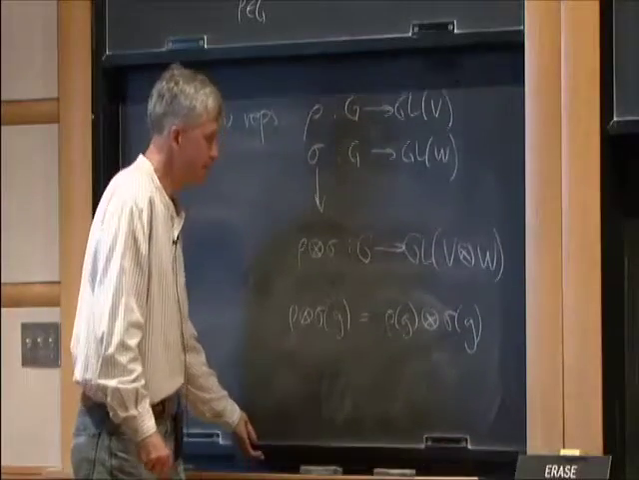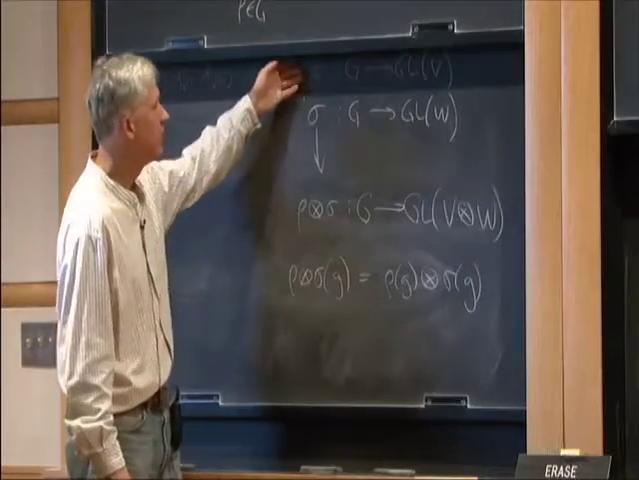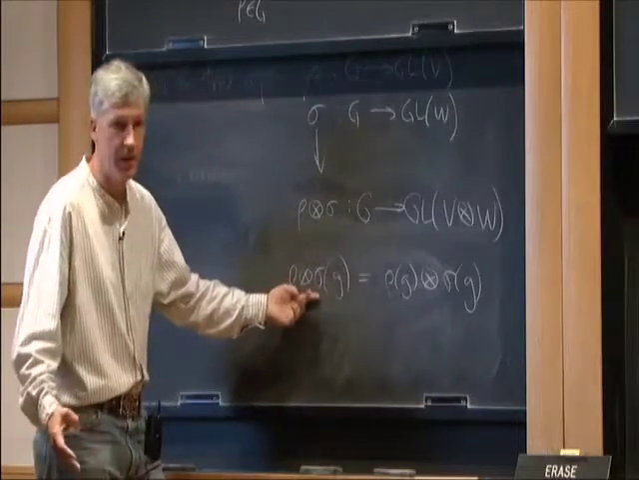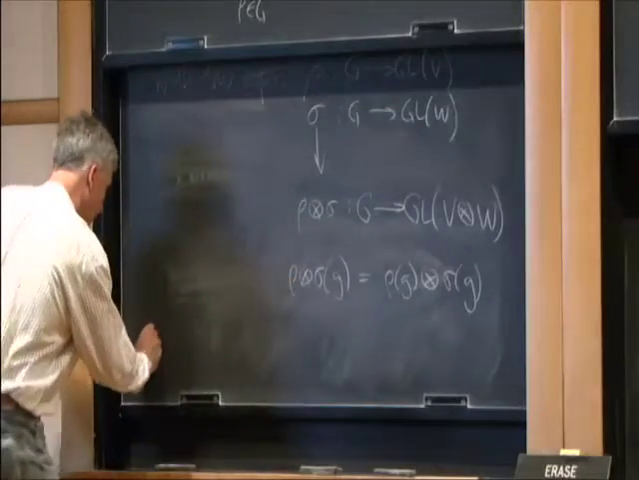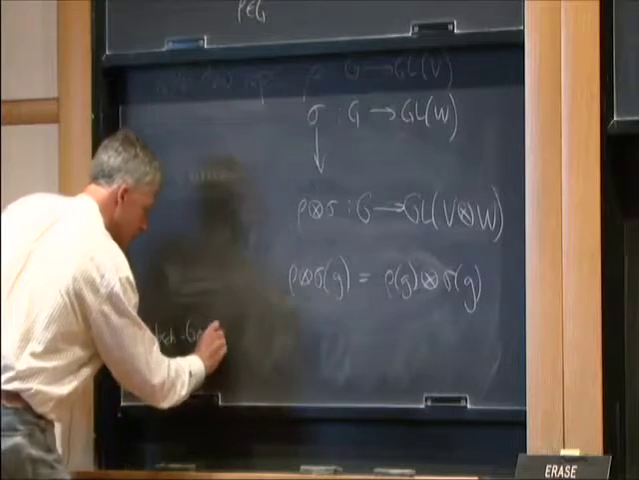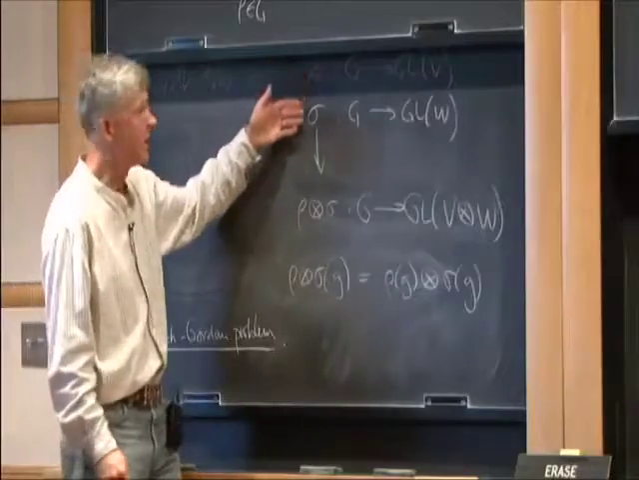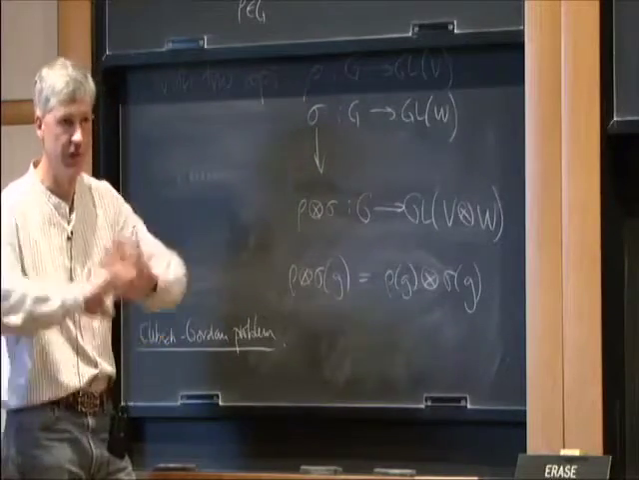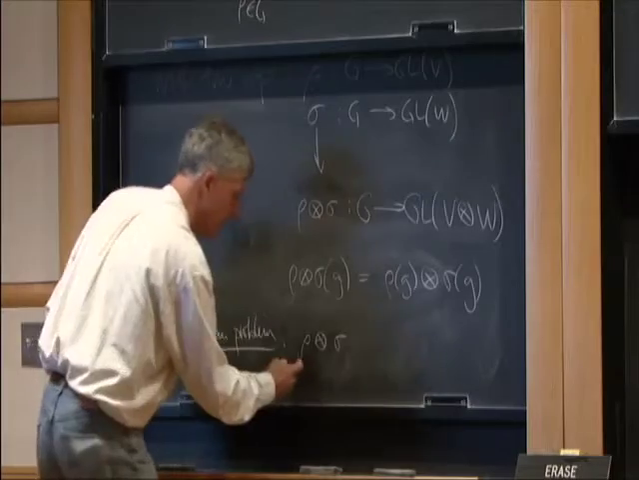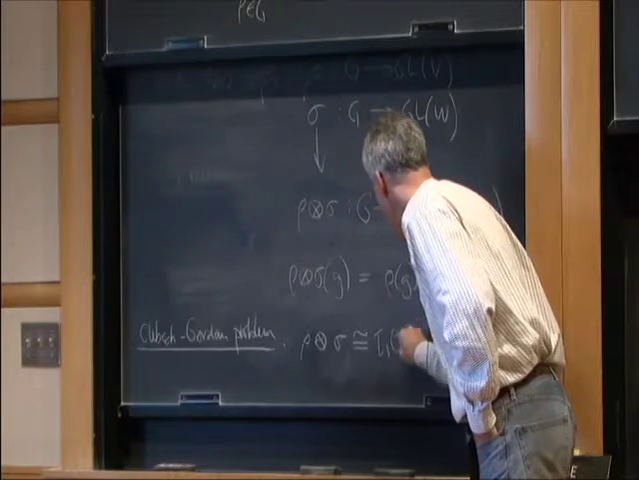So why is this interesting? It's interesting because it crops up a lot in nature, but also for the following reason. It turns out that if you take two irreducible representations, rho and sigma, in general this representation will not be irreducible. The Clebsch-Gordan problem is the problem of taking the tensor product of two irreducible representations, because if you can answer the question for those, you can answer it for arbitrary representations, and determining what their irreducible constituents are.